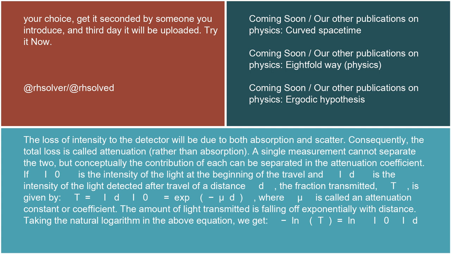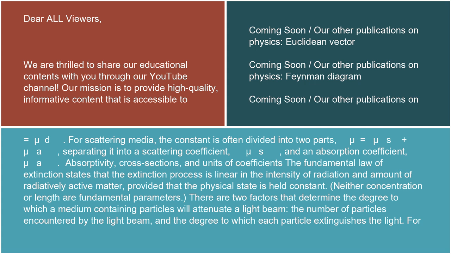If I0 is the intensity of the light at the beginning of the travel and ID is the intensity of the light detected after travel of a distance D, the fraction transmitted, T, is given by T = ID/I0 = exp(-μD), where μ is called an attenuation constant or coefficient. The amount of light transmitted is falling off exponentially with distance. Taking the natural logarithm in the above equation, we get -ln T = ln(I0/ID) = μD. For scattering media, the constant is often divided into two parts, μ = μS + μA, separating it into a scattering coefficient, μS, and an absorption coefficient, μA.